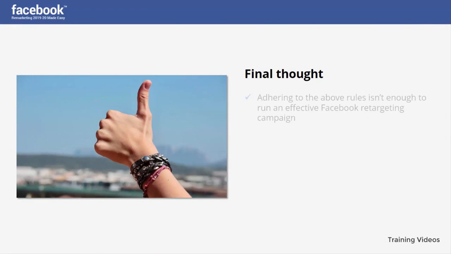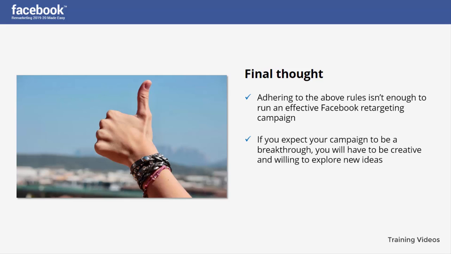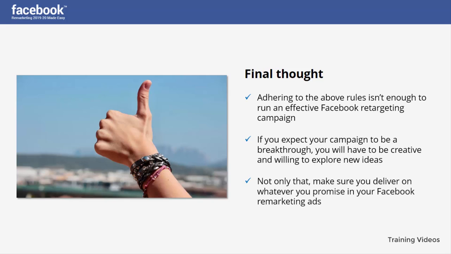Final thought. Adhering to the above rules isn't enough to run an effective Facebook retargeting campaign. If you expect your campaign to be a breakthrough, you will have to be creative and willing to explore new ideas. Not only that, make sure you deliver on whatever you promise in your Facebook remarketing ads.